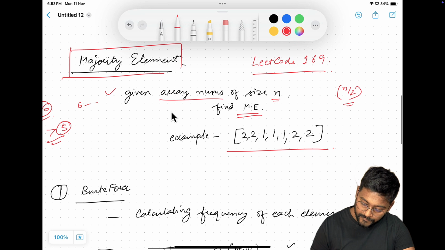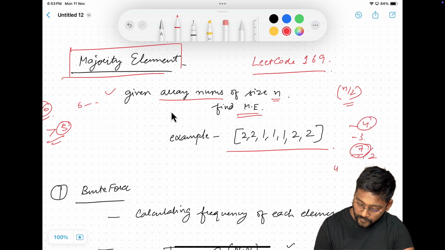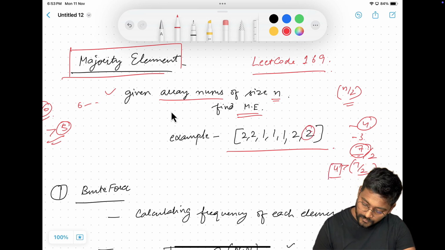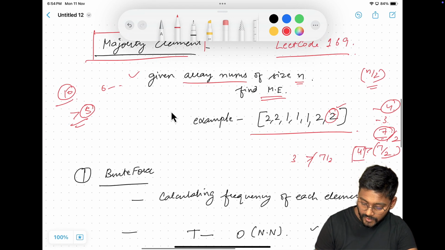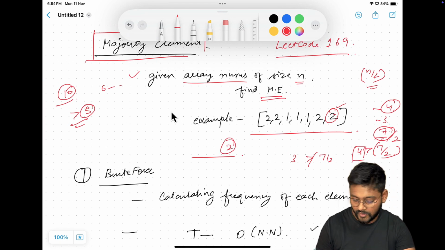So if we have a look at this example, what is the majority element? 2 is occurring 4 times, 1 is occurring 3 times, and the n is 7. So 4 is greater than 7 by 2. So 2 can be the answer. Can 1 be the answer? No. 3 is not greater than 7 by 2. So 1 cannot be the answer, and 2 is the only candidate. So we are going to return 2 from the function.